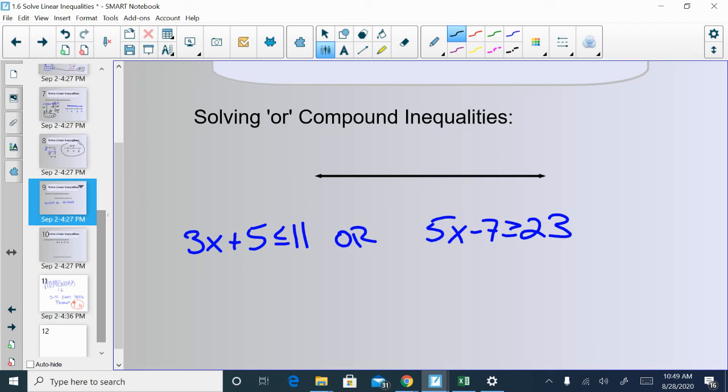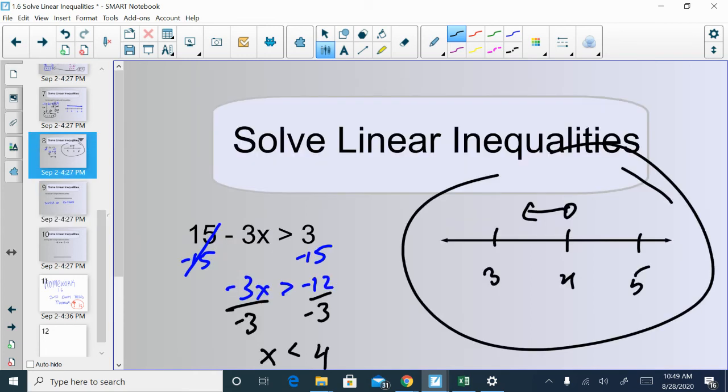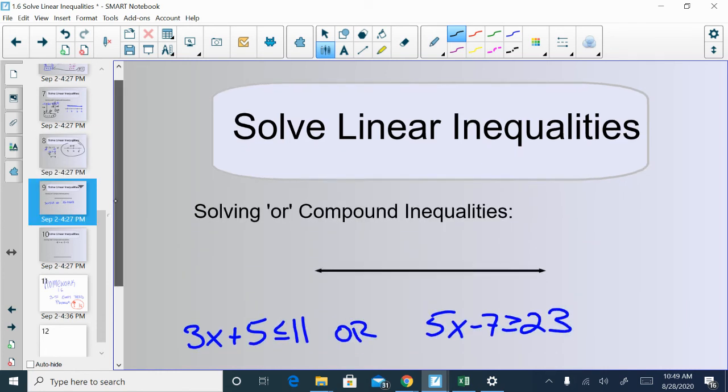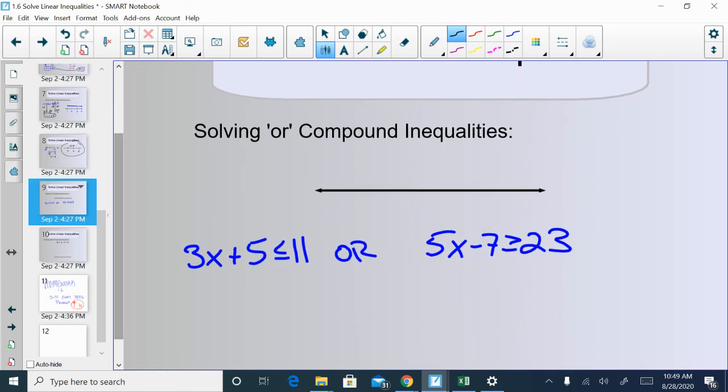Let's then look at an OR example. With OR examples, it's going to be just like this one, except there's going to be the word OR in the middle, and there's going to be another one. So it's like you're doing 2. Basically break them up, do this one individually, do this one individually, keep the word OR in the middle. Make sure when you rewrite it, you still have the word OR there, and then graph it.